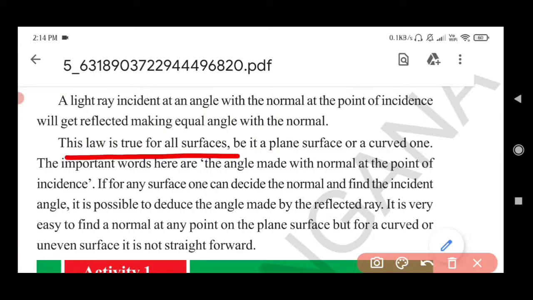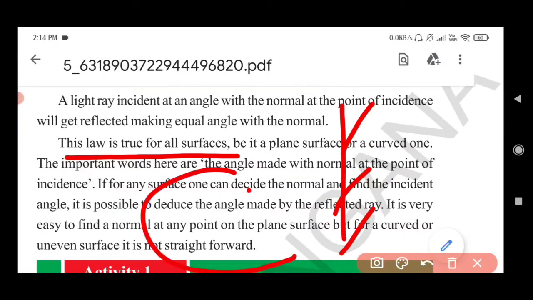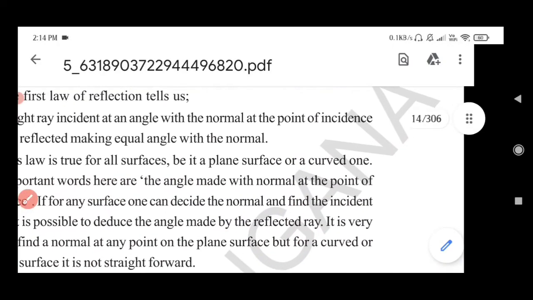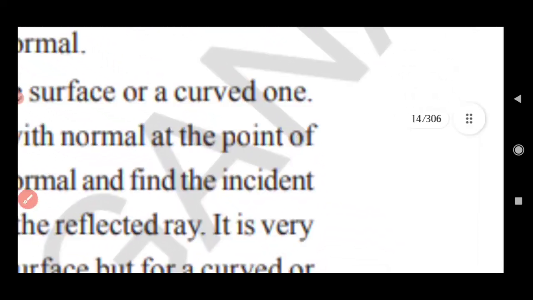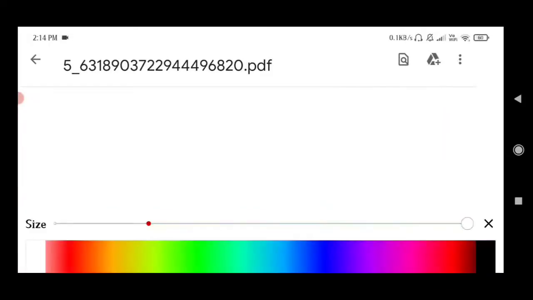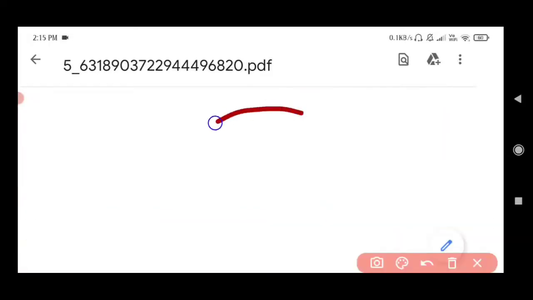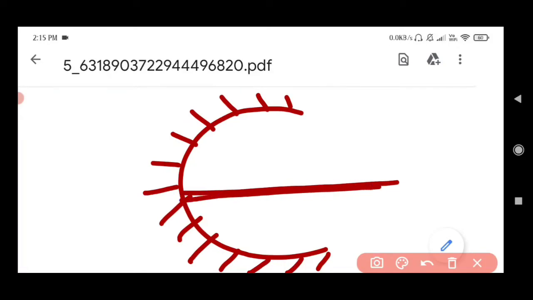This law is true for all surfaces. Yes, it is true for your plane surface and for your curved surface. See, I will demonstrate how to draw for curved surfaces. Okay, let me show. See here, I am drawing a curved surface. Let us take a concave surface. For the concave surface, I am drawing the non-reflecting part outside, and this is the reflecting part. Here the rays will form. So I have drawn the normal, an imaginary normal.